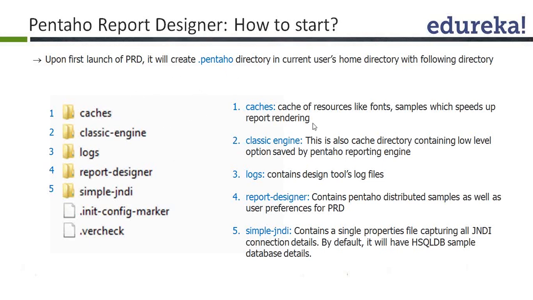It will have caches, which, as the name says, will cache a few resources that are used extensively by report designer. It will cache artifacts like fonts and samples, which help speed up report rendering. Then it has the classic-engine folder, which is a cache directory containing low-level options, again the caching format. Typically, you won't find anything here; classic-engine is used internally. A few things will go in classic-engine, a few things will go in the caches folder. Then logs is where it pushes the logs.